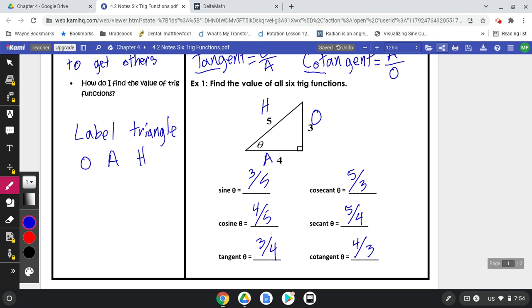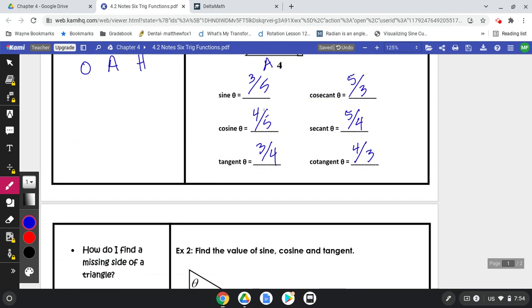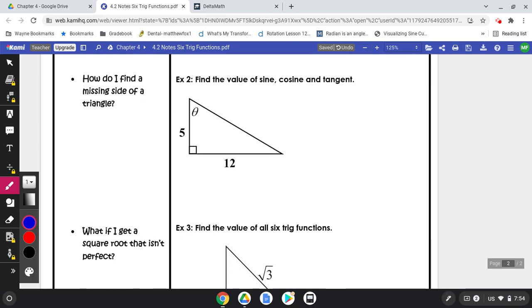All right. So that one was pretty easy. All three sides are there. However, sometimes you will be missing a side. If you are missing a side, we can start by labeling if you want. We know this is our H, this is our A, this is our O. But if we are trying to find the sine of theta, I need O over H. I have a 12. I don't know what H is.